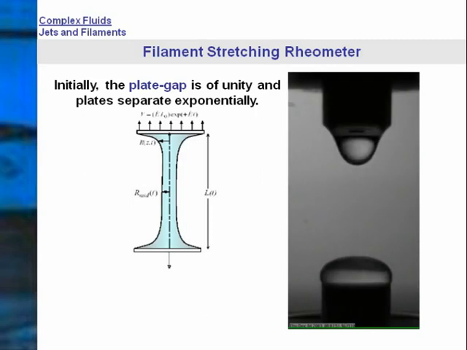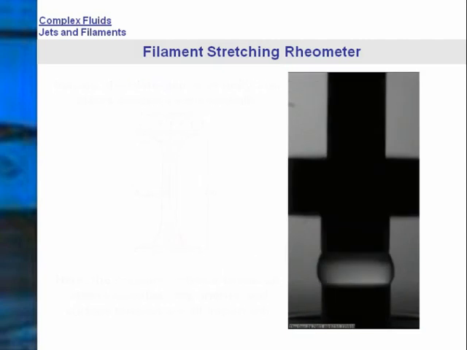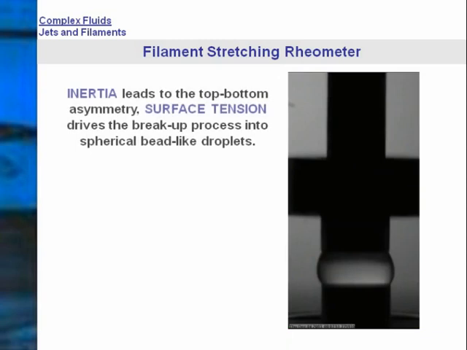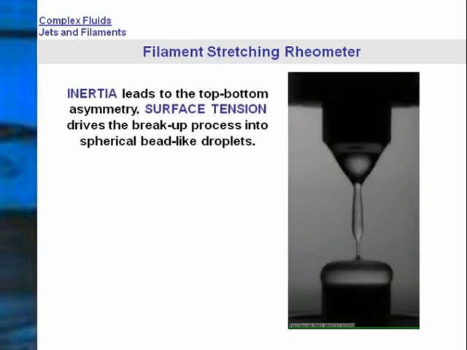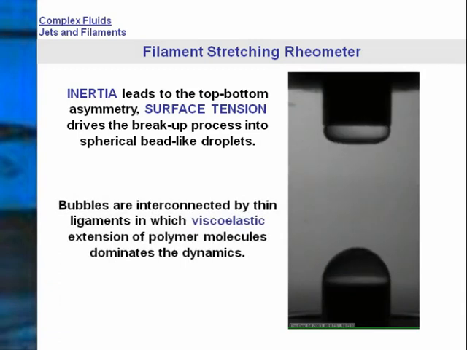Here the fascinating sequence shows breakup when viscoelasticity, inertia and surface tension are all important. Inertia leads to the top-bottom asymmetry. Surface tension drives the breakup process into spherical bead-like droplets. However, these are interconnected by thin filaments or ligaments in which viscoelastic extension of polymer molecules dominates the dynamics.